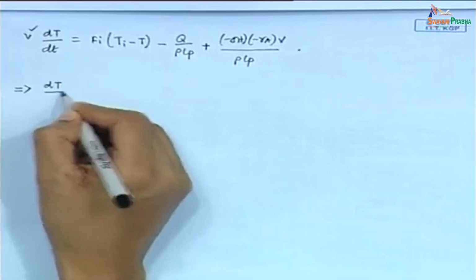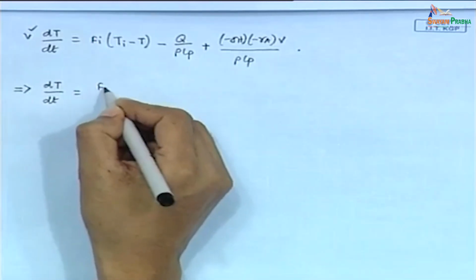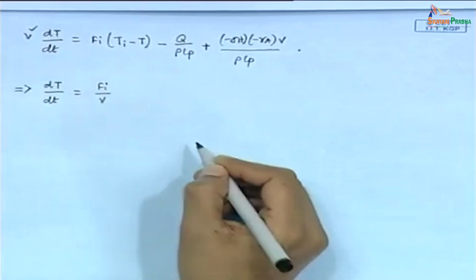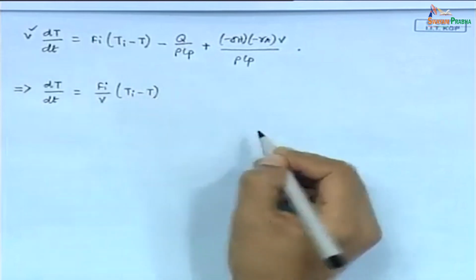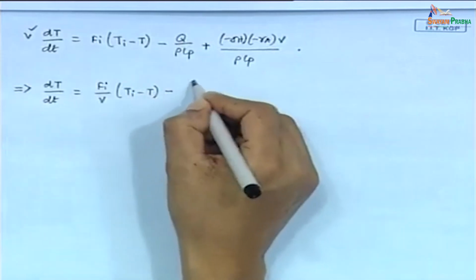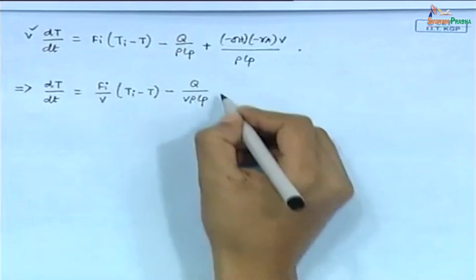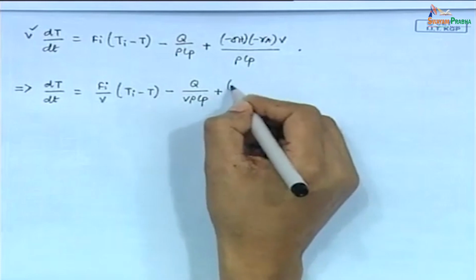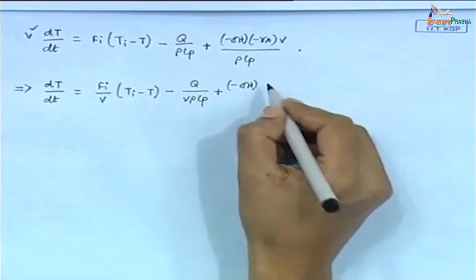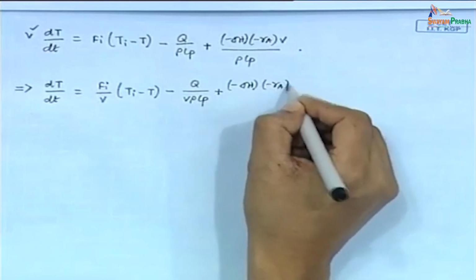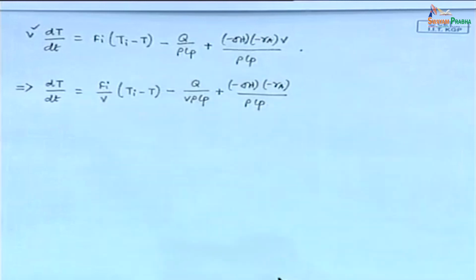Then we get dT/dt equals Fi divided by V (Ti minus T) minus Q divided by V rho Cp plus minus del H minus Ra divided by rho Cp.